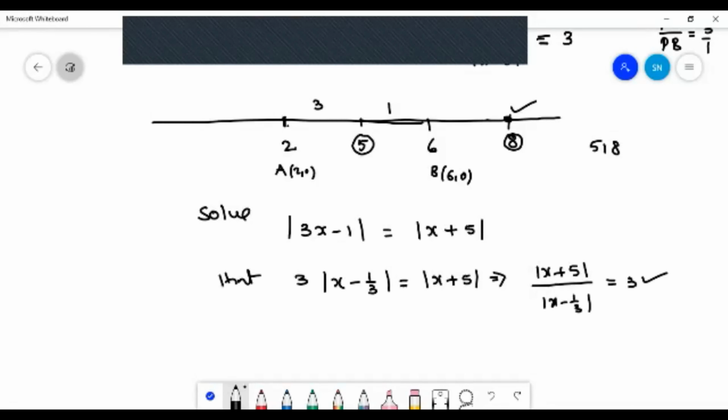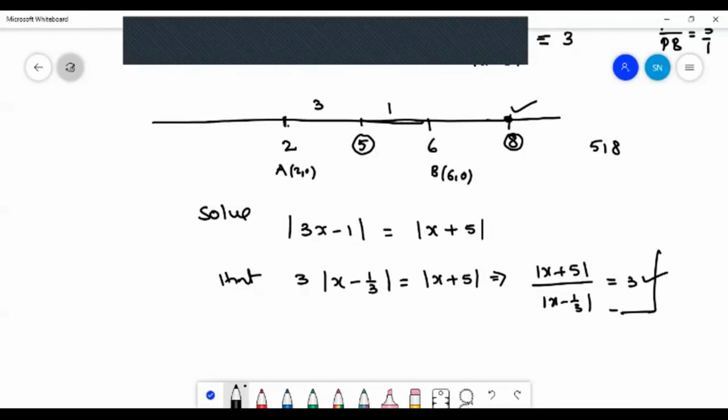So that means, according to our previous discussion, here A is minus 5, 0, and B is 1 by 3 comma 0, right? So now we need to find a point on the real line which divides the line segment minus 5 comma 0 and 1 by 3 comma 0 in the ratio 3:1. Okay, so you can practice this question so that you will get a complete idea about the points we have discussed so far.